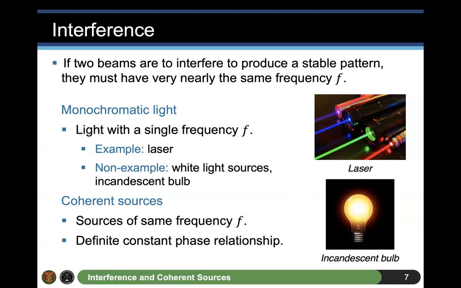So if your source has only one frequency, we say that source is a coherent source. Okay. Sources of same frequency f. Okay. So if you have two sources, and their frequencies are the same, then they are also coherent with each other. They cohere. Okay. And this means that they have a definite constant phase relationship. Meaning, their phase difference can be 0, or it can also be 2 pi, 4 pi, etc. Okay.